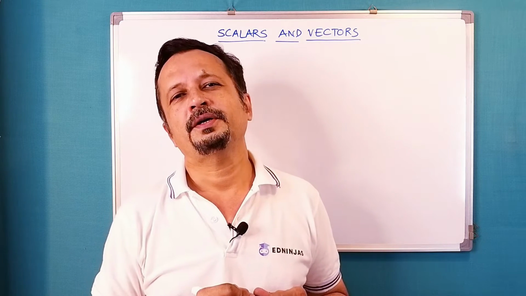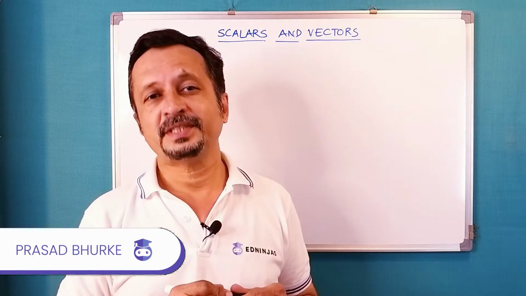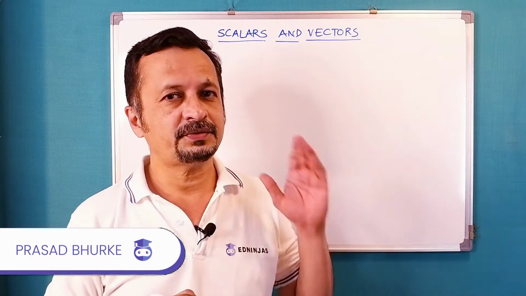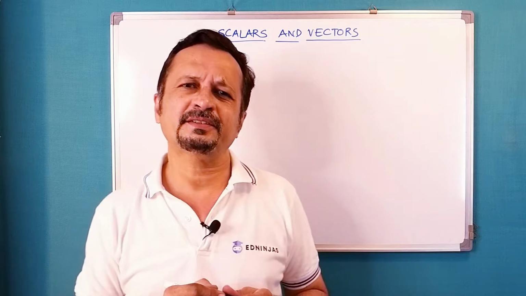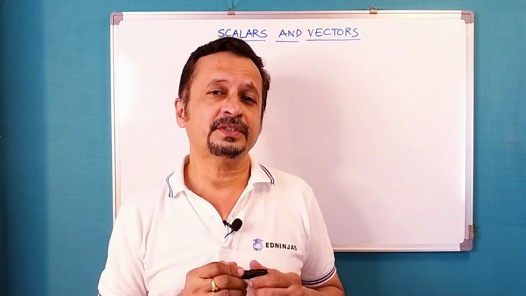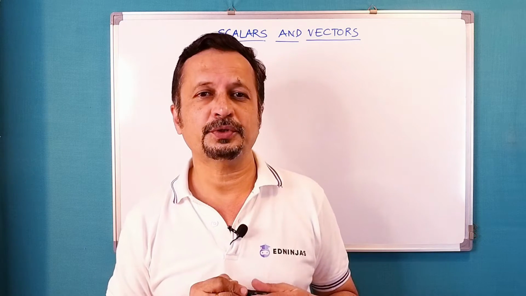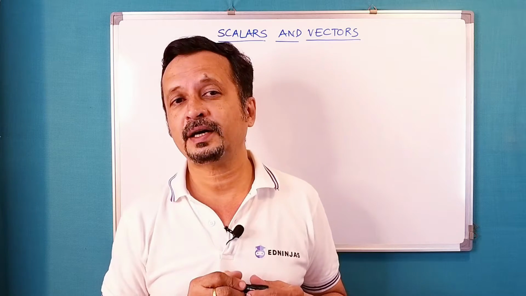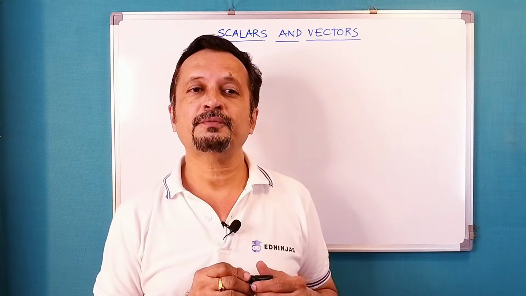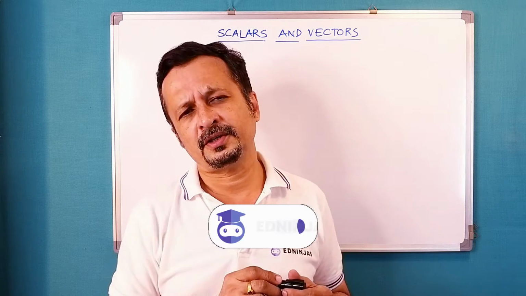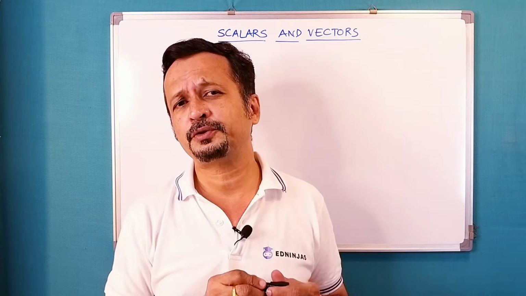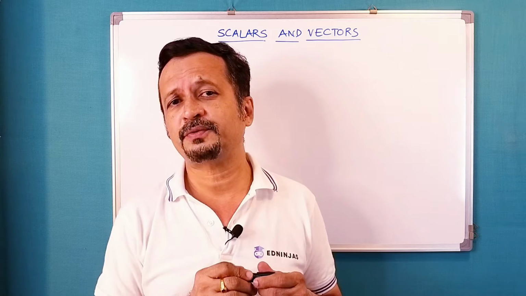Hello friends, in the previous video we have seen what are physical quantities and their units. In this video we are going to talk about scalars and vectors. So let us see what are scalars and vectors. Scalars are the physical quantities which have only magnitude, and vectors are the physical quantities which have magnitude as well as direction. So that means for specifying a vector quantity you need to specify its magnitude as well as direction.